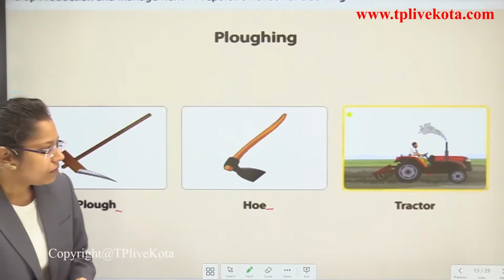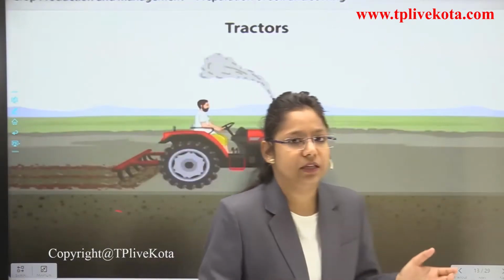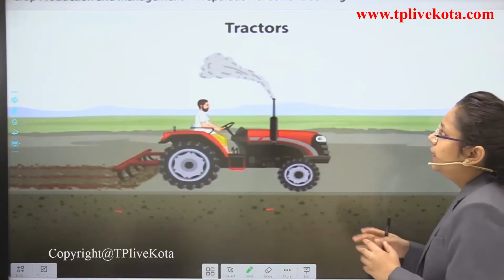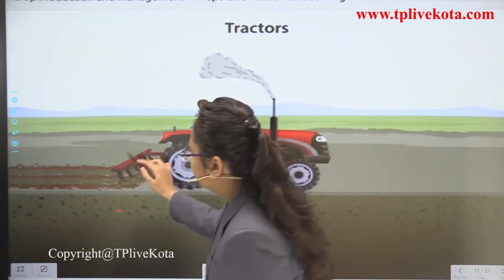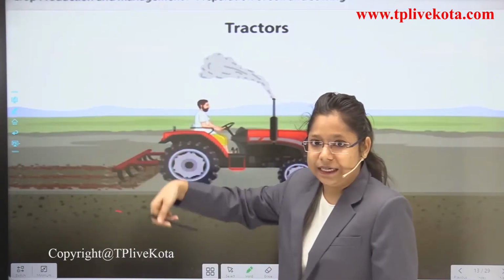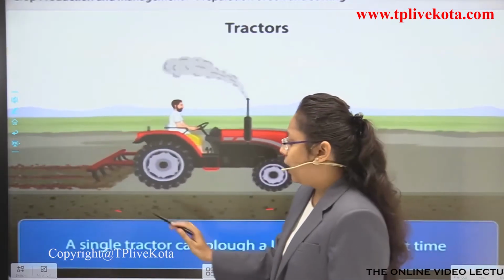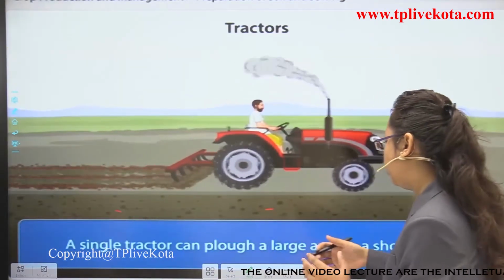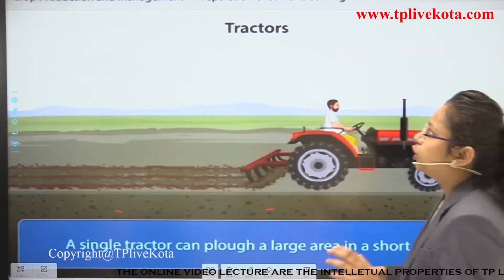Now there is a tractor. This kind of arrangement you can find over here. It has sharp edges and they are bent. Now a single tractor can plow a large area in a short time.